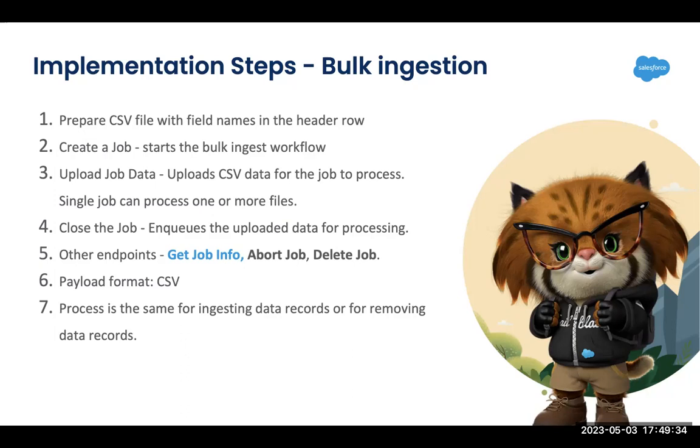So what are all the endpoints that you have? You could use get job info, about job, delete job. So these are some of the endpoints which are readily available in the bulk ingestion API. And you could use the same CSV format and process the same ingestion data records, or you could remove the data records as well. This also has two kinds of operations, one is data ingestion, another one is removing data records. So this bulk ingestion, as I said, is really helpful for a team who wants to work with legacy systems, where you want to import a bulk amount of data from third-party systems.